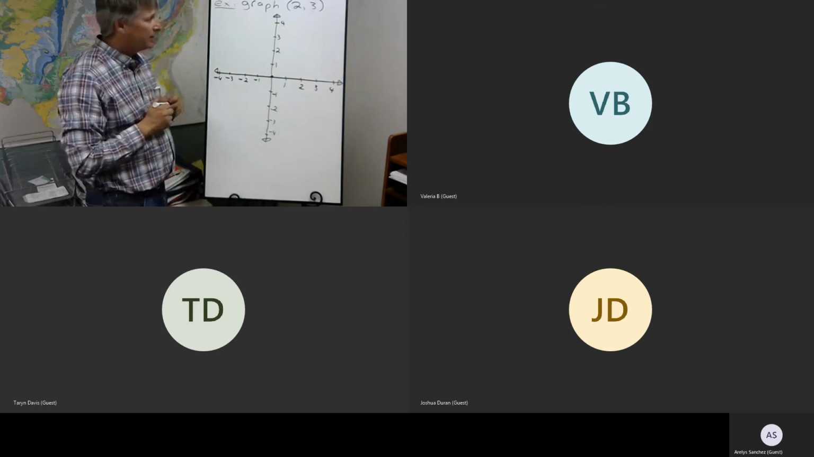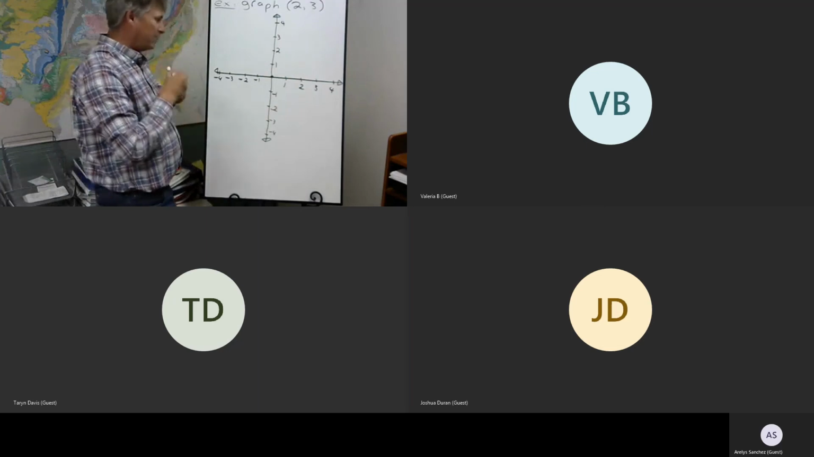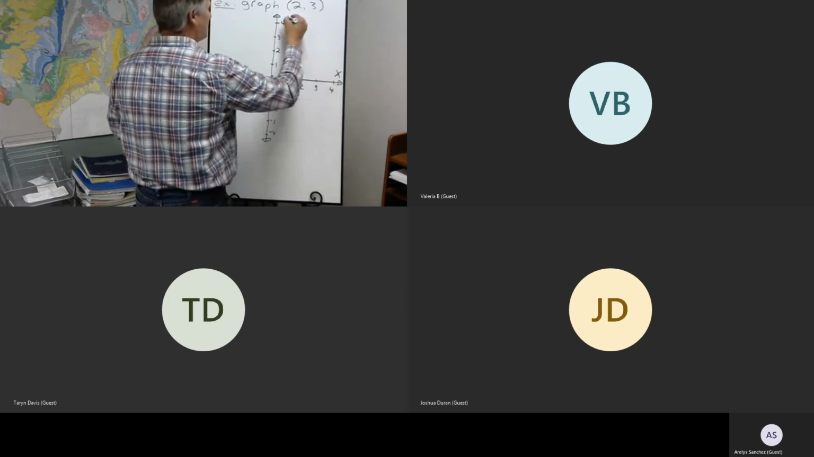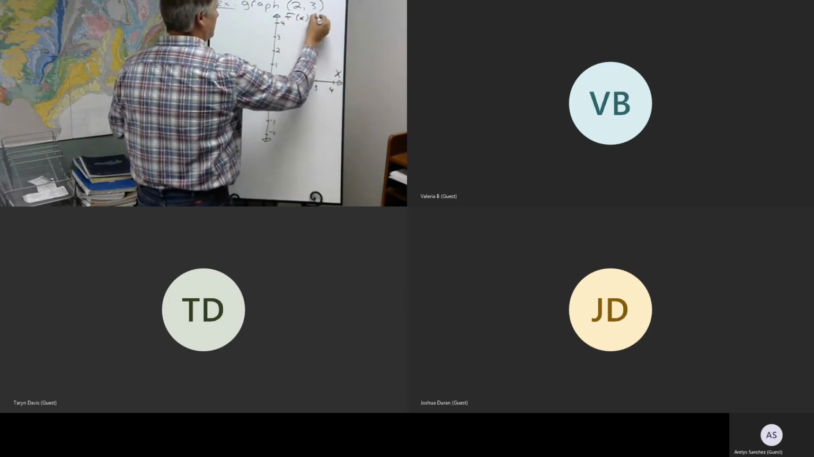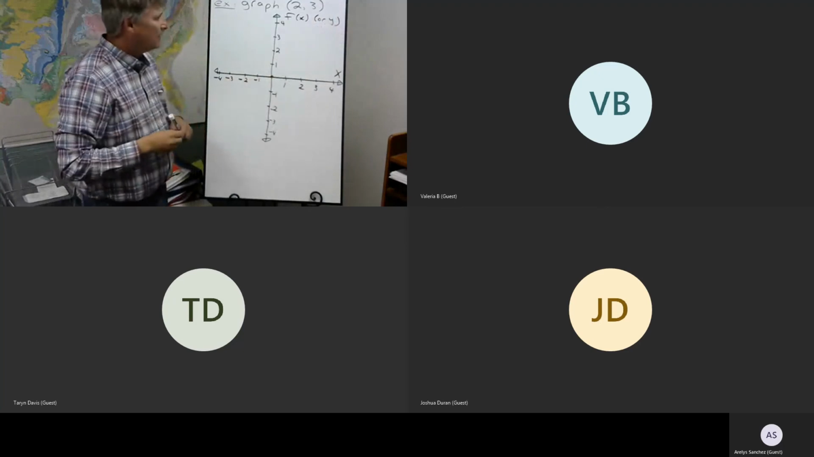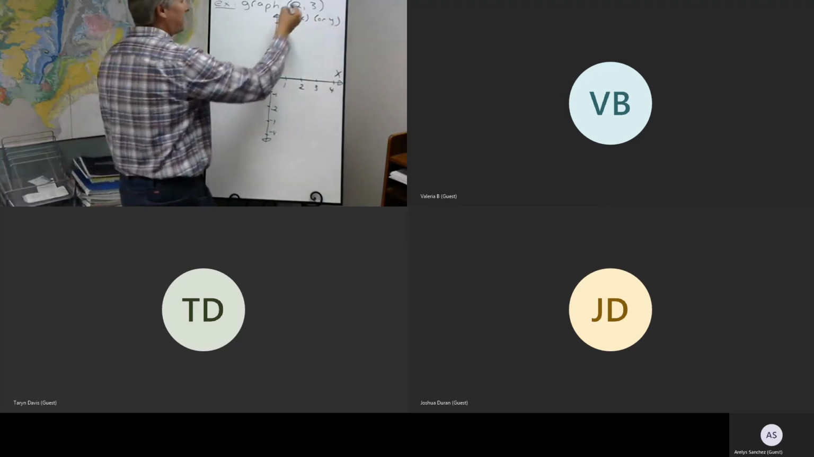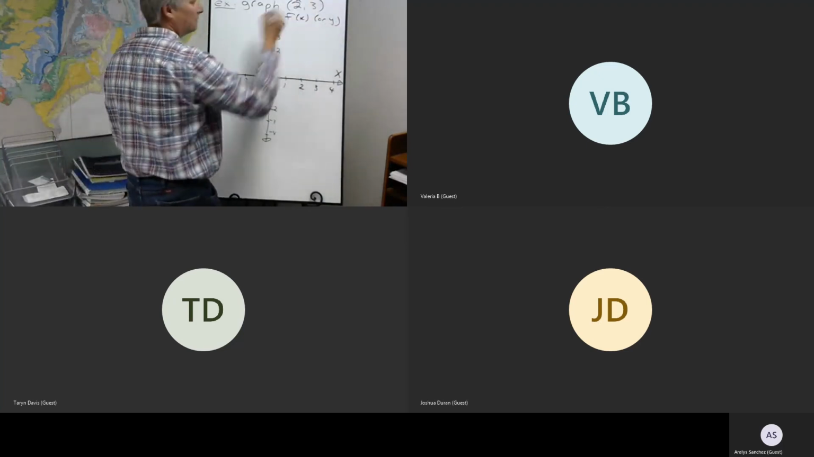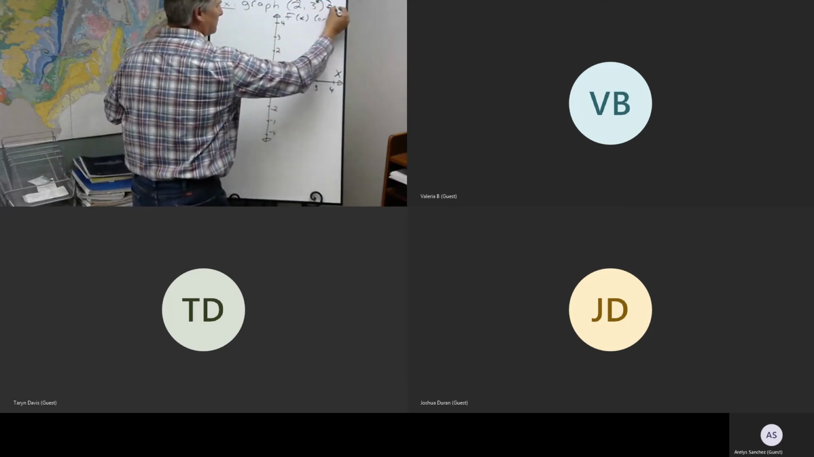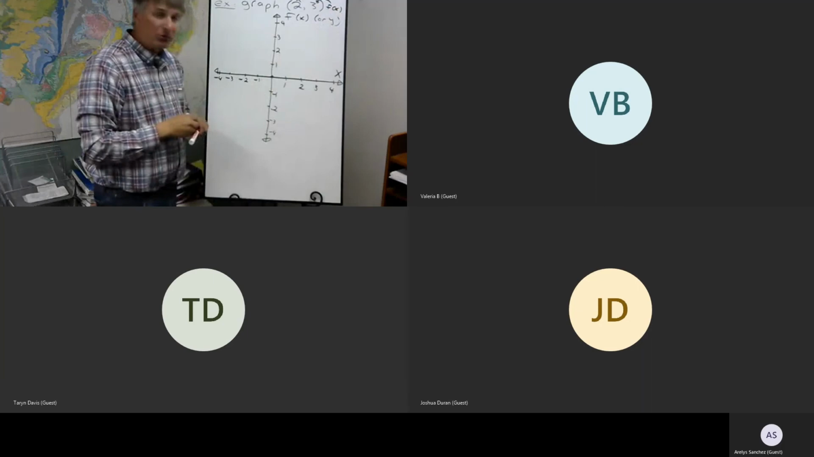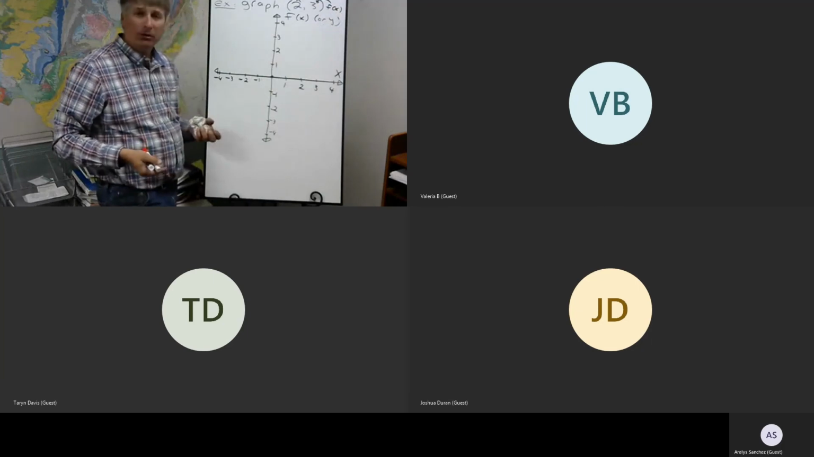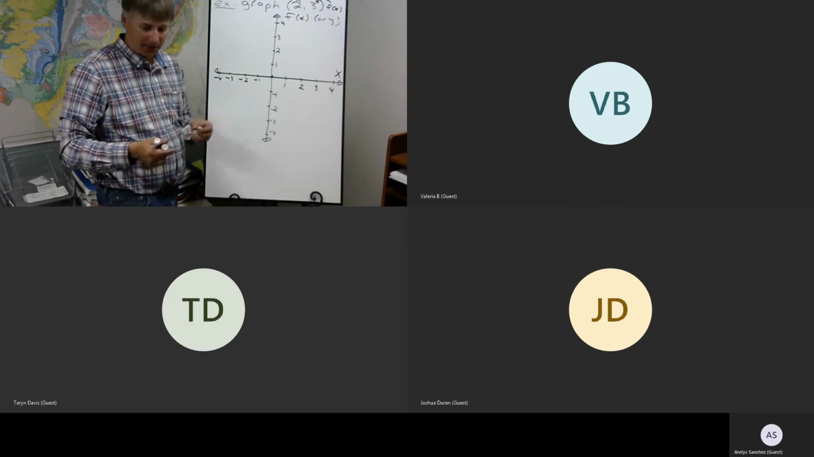So here I have a Cartesian plane. And this is the x-axis. And we'll call this f of x, but it could also be y. So here's our x, and here's our f of x. So again, ordered pairs: input is always first, x. Output is always second, f of x.